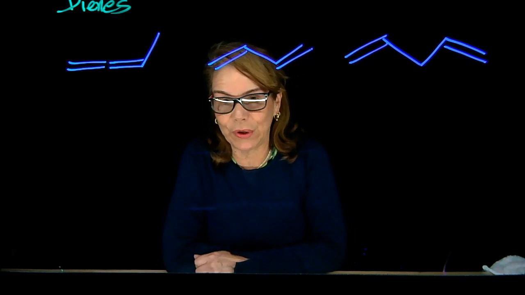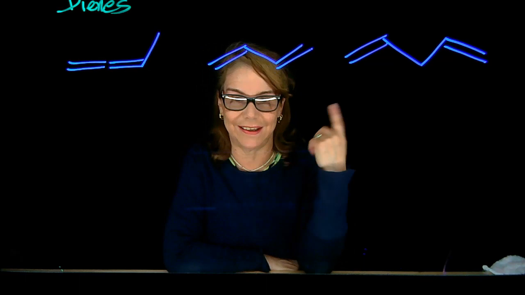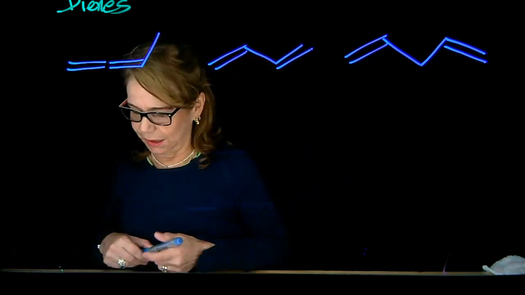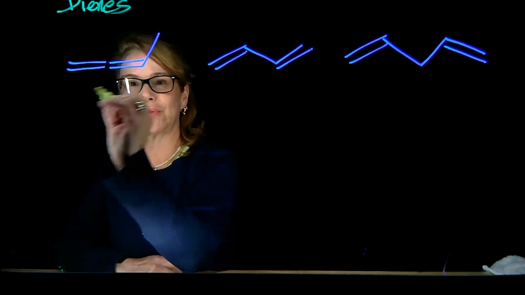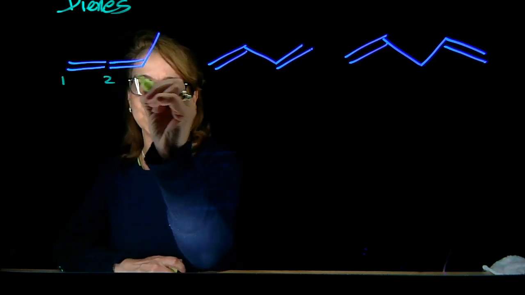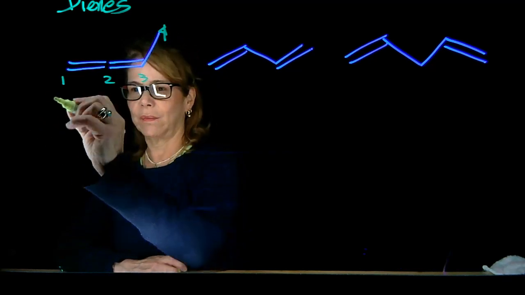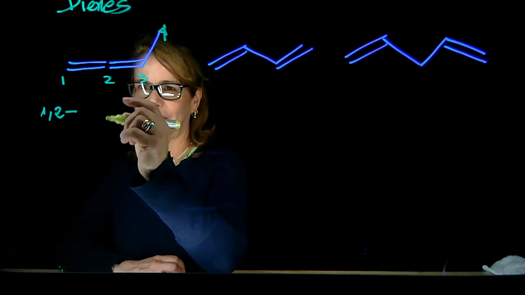In this video, we're going to talk about dienes, conjugation, and stability of molecules. So here we have one diene, and let's name it because we want to always be practicing our nomenclature. So say 1, 2, 3, and 4. So this is 1,2-butadiene. So remember, we name it by where the double bond starts.